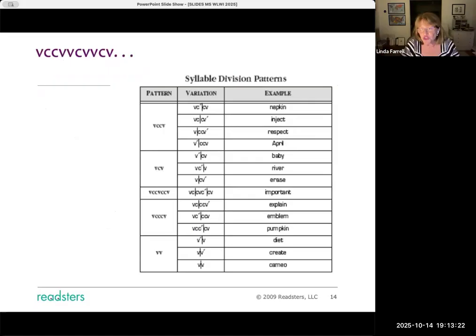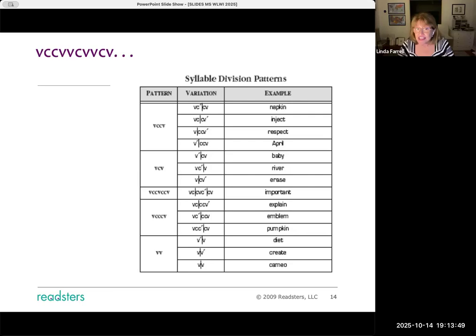And I want to show you that this came from a reputable Orton Gillingham program, and I call it the VCCV chart. Children actually learn how to mark words so that napkin is a VCCV with the accent on the first syllable, napkin.